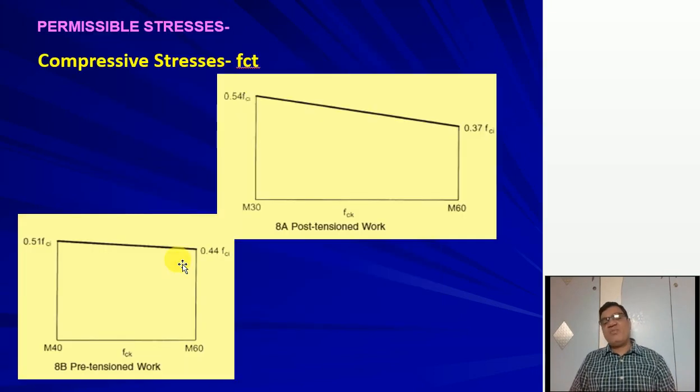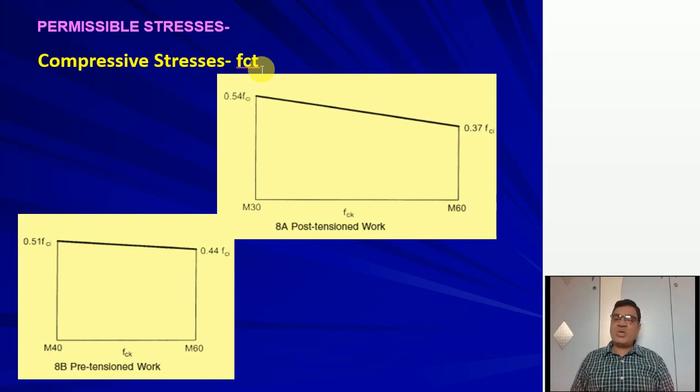Well, now the earlier table number 10 which we saw is related to tensile stress in concrete. Now we'll see compressive stress. In compressive stress, the notation used is FCT. Here F means the permissible stress, C stands for concrete, and T stands for transfer.